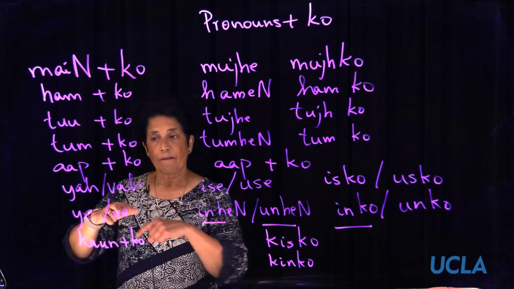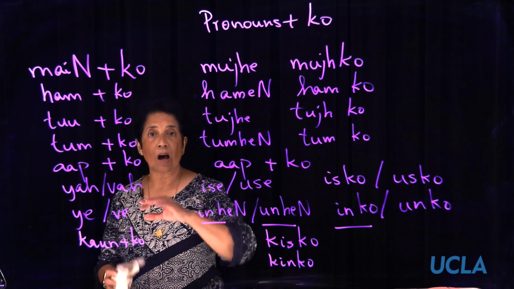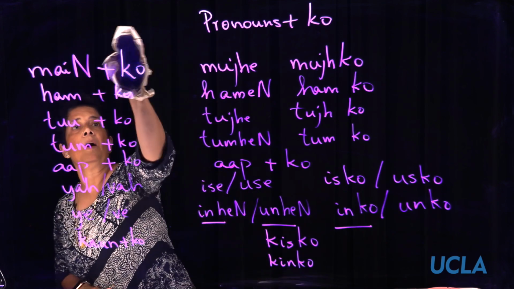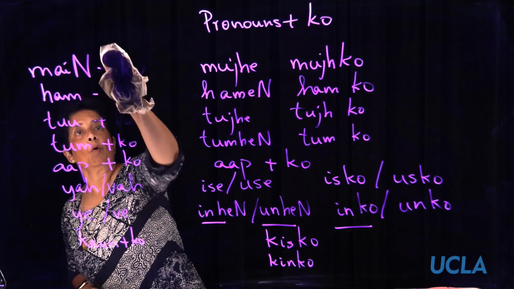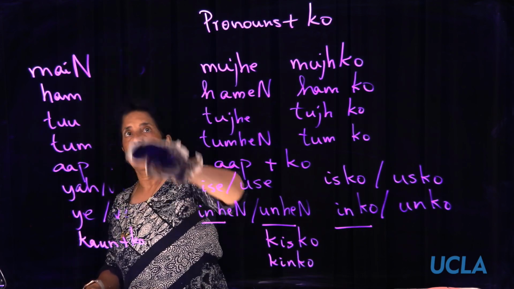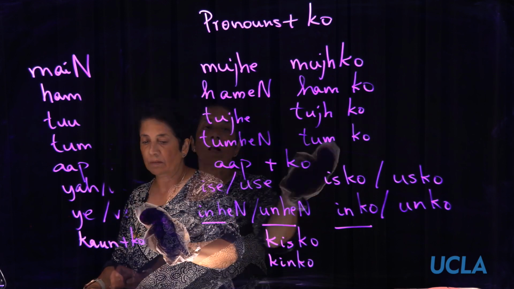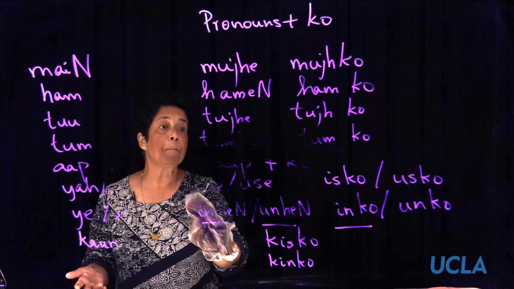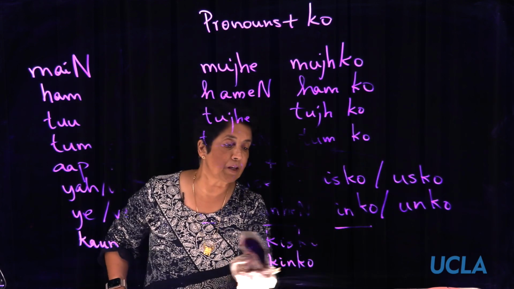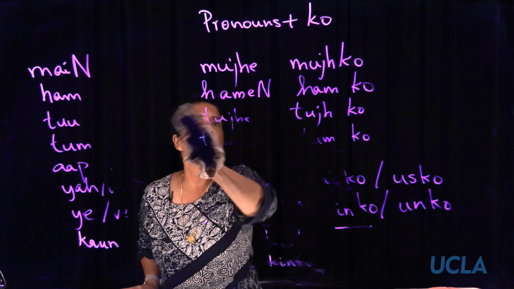Okay. Finally, in the next segment, we will look at the last set of postpositions. And these are multiple postpositions. For example, things like se, par, right? What happens when pronouns are followed by se or par?